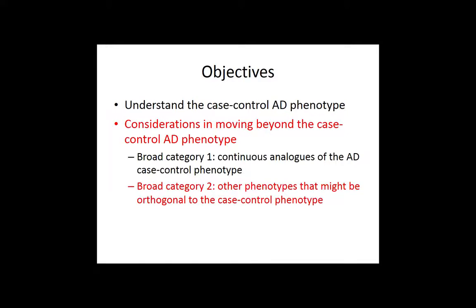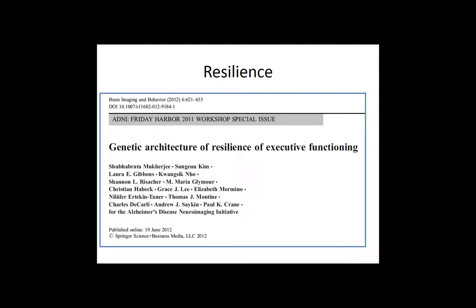So, going back to our big, broad category 2 still is other phenotypes that might be orthogonal. So resilience is a really cool thing. And this is the very last chunk. You're almost there. You're doing a great job. And kudos to you because it's a long day. It's a lot.